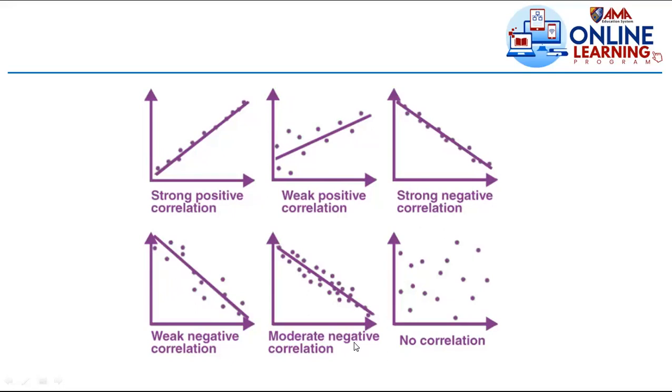Magkalayo. So next, we have the moderate negative correlation. Ibig sabihin, yung difference po nila is malapit lang sila bawat isa. Tulad dito, magkadikit lang po sila. No correlation, we cannot form any slope. Scattered siya. So there's no correlation between two variables.